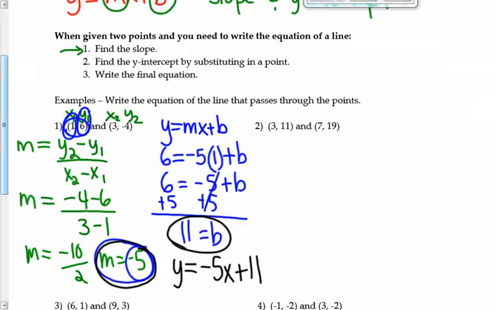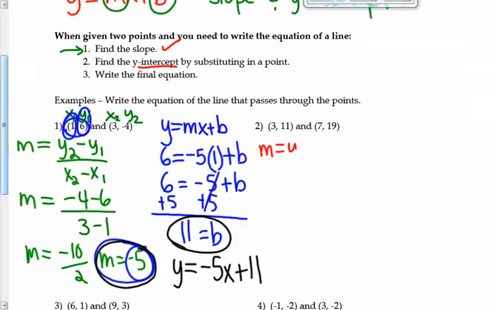Let's try one more example. If you look at number 2, I'm given 2 points that are on the line. So I'm going to write the equation for the line that goes through these 2 points. I'm going to first find the slope between them. So again, we need to find the slope first, then the y-intercept by substituting in a point, and then we're going to write the final equation. So I'm going to find the slope first.